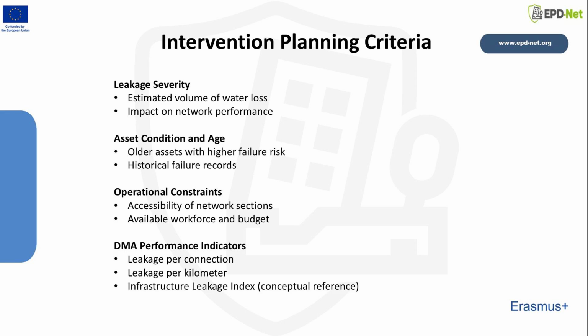Asset condition and age are also critical factors. Older pipes and components are more likely to fail and may require proactive intervention even if current leakage levels appear moderate. Historical failure records provide valuable insight into asset vulnerability.